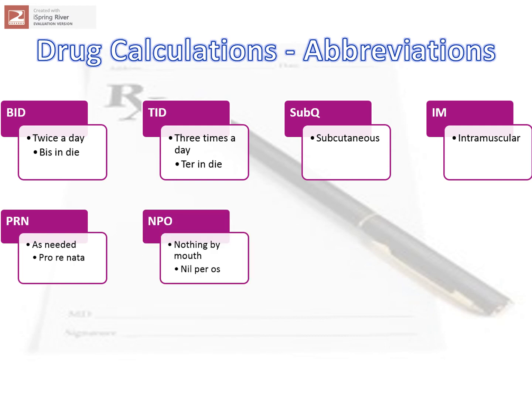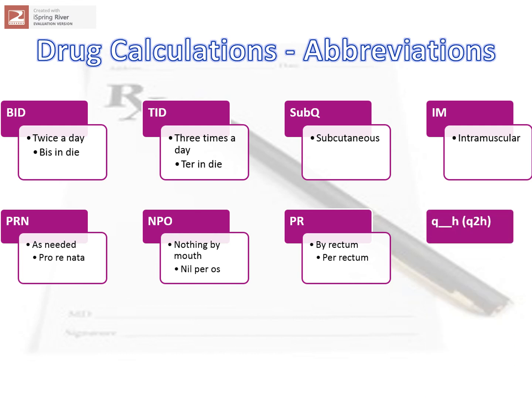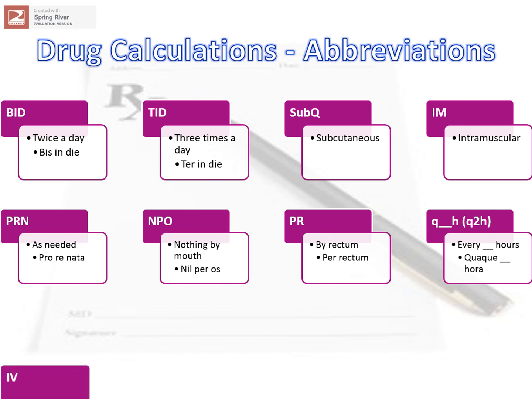NPO is nothing by mouth, or nil per os. Nil means nothing, per means by, os means mouth. PR is per rectum. Q whatever hours. That's Q2 hours, Q1 hour, Q8 hours, however many hours. Every 2 hours, every 8 hours, every 1 hour, whatever. And the Latin for that is quaque, whatever hora.